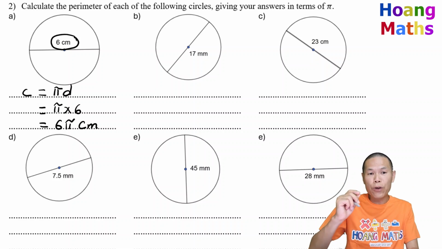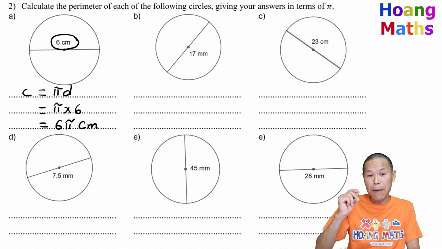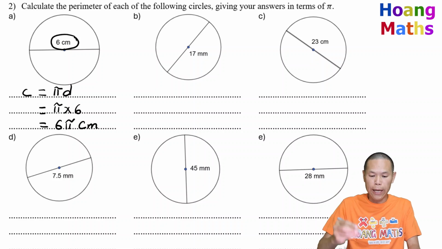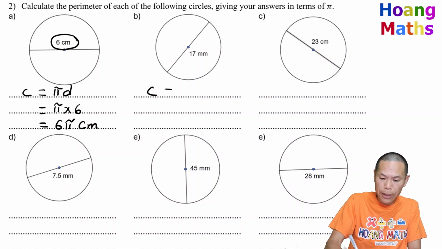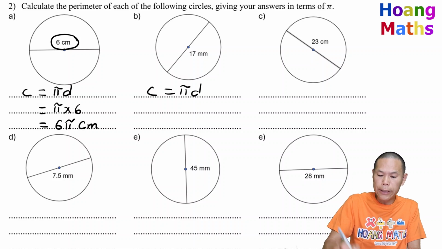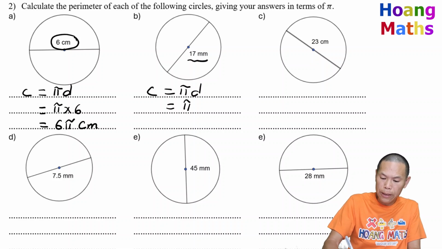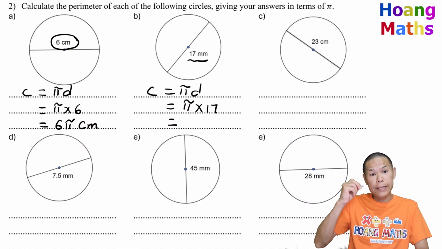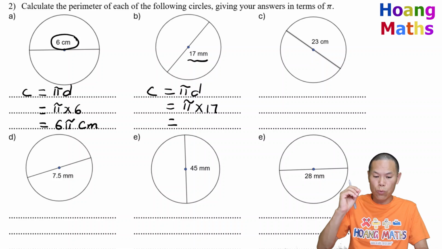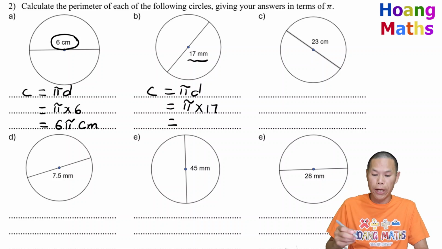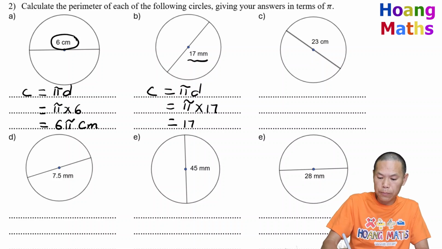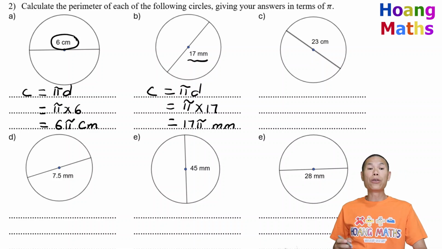So we know that the circumference of a circle, in this case here, they give us the diameter. So we just use pi d, okay? So circumference is pi d. And d is the diameter. So the diameter is 17 millimeters. So that becomes pi times 17. So pi times 17 is 17 pi. Okay, it's because we want to work out the exact, or in terms of pi. So 17 pi millimeters. So there you go.